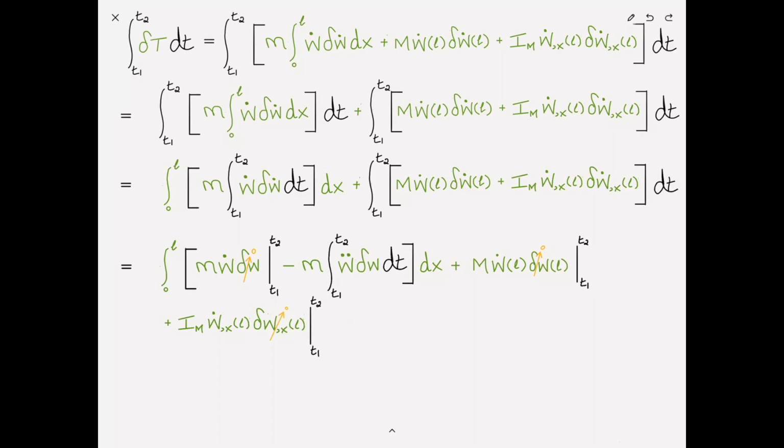And then we've got to subtract, flip the sign, subtract the integral from t1 to t2 of, and then it's just these two terms, but where we've moved the dot across, right? That's the way this works. So that's equal to m w double dot at L del w at L plus i m w comma x double dot at L del w comma x at L dt.